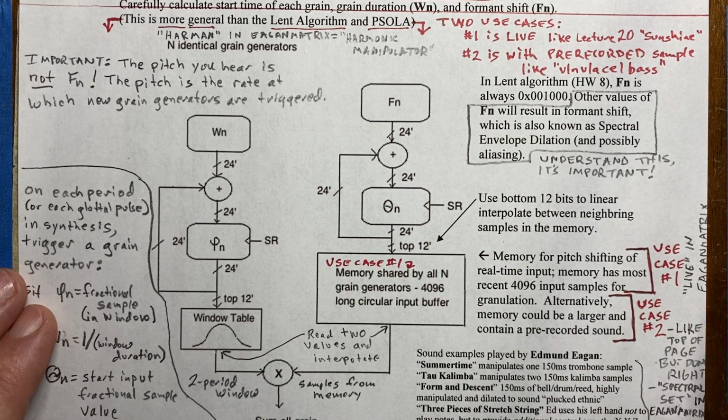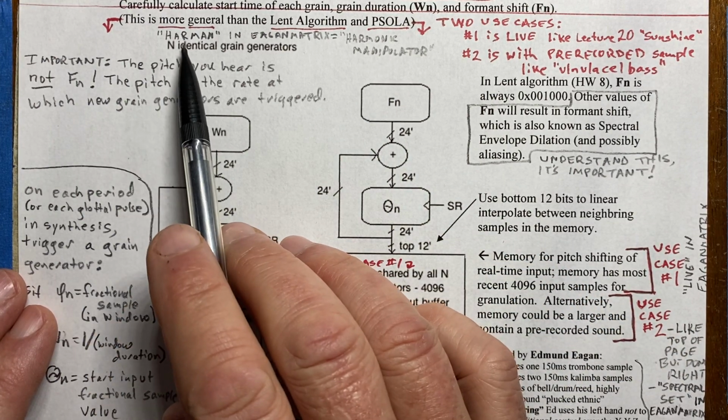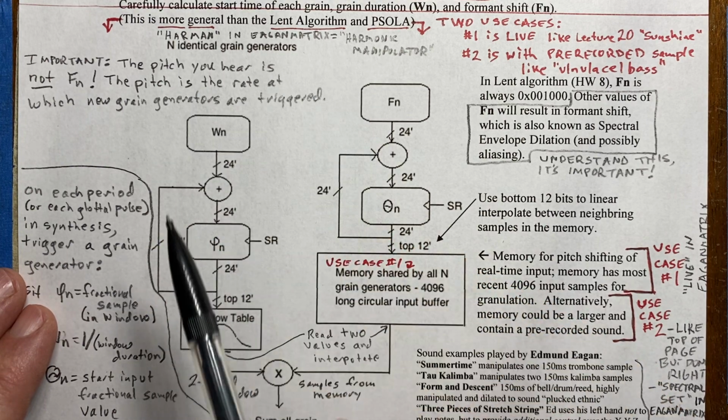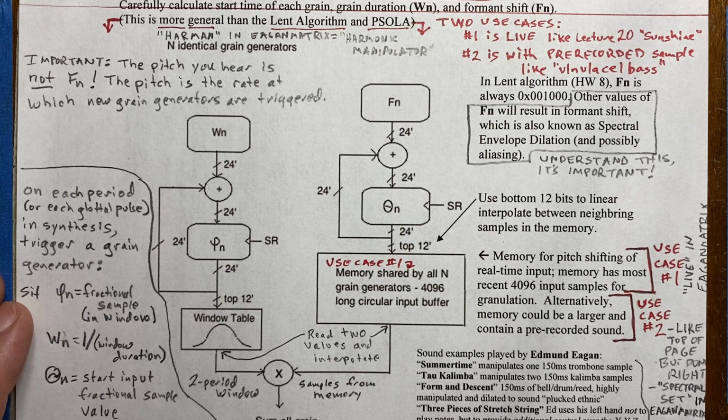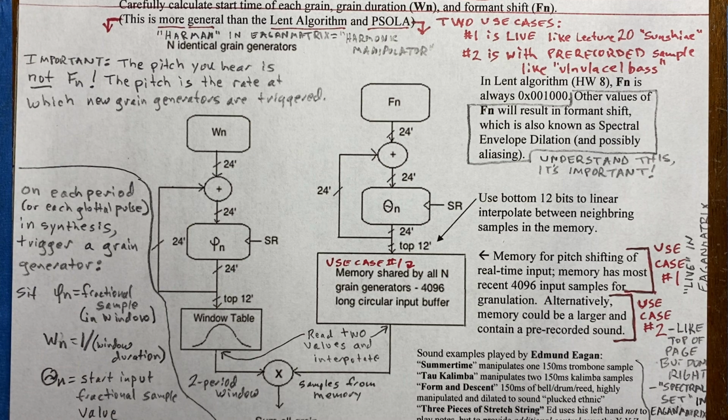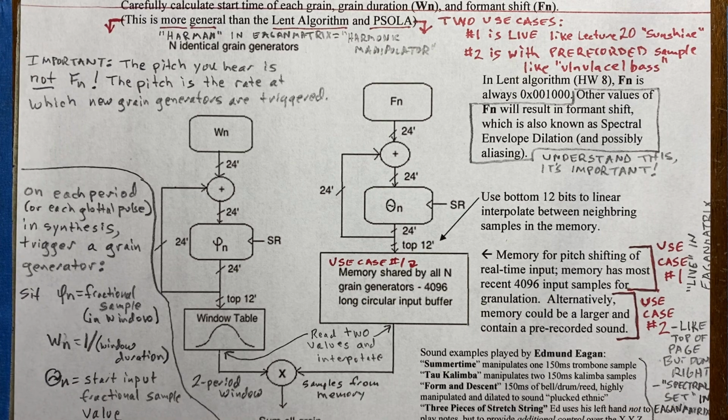In the Eagan matrix, this is called Harman. It's a Harman bank, which Harman is short for harmonic manipulator, because, well, we'll get into that term a little later. What are you manipulating about the harmonics?